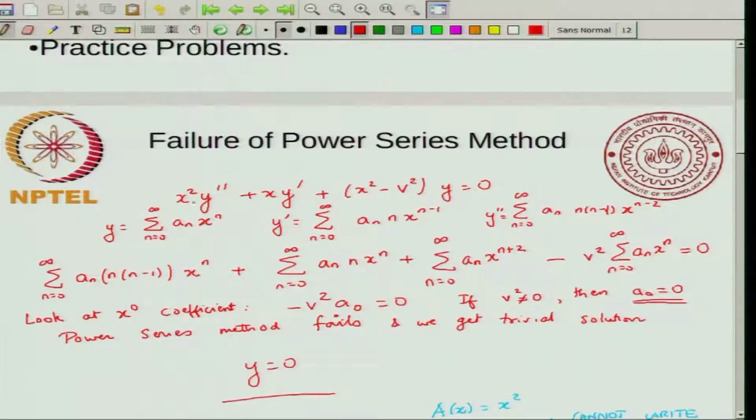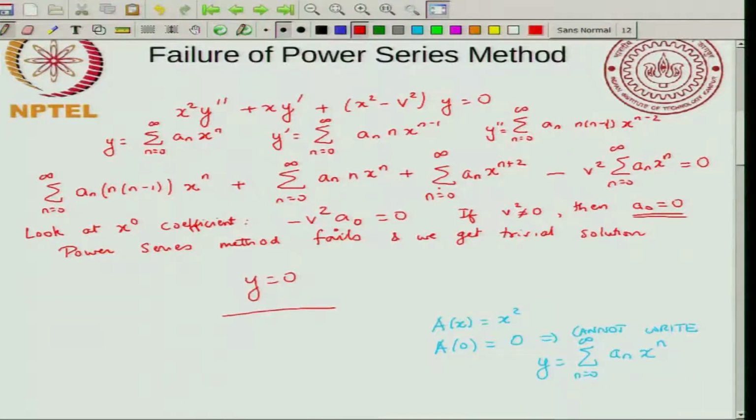Now, in the next class we will take the Bessel equation, which is exactly the equation that I showed at the beginning of this class. Just this first equation, x^2 y'' + x y' + (x^2 - v^2) y = 0. That is called the Bessel equation. We will take that and try to apply the Frobenius method and see what we get.